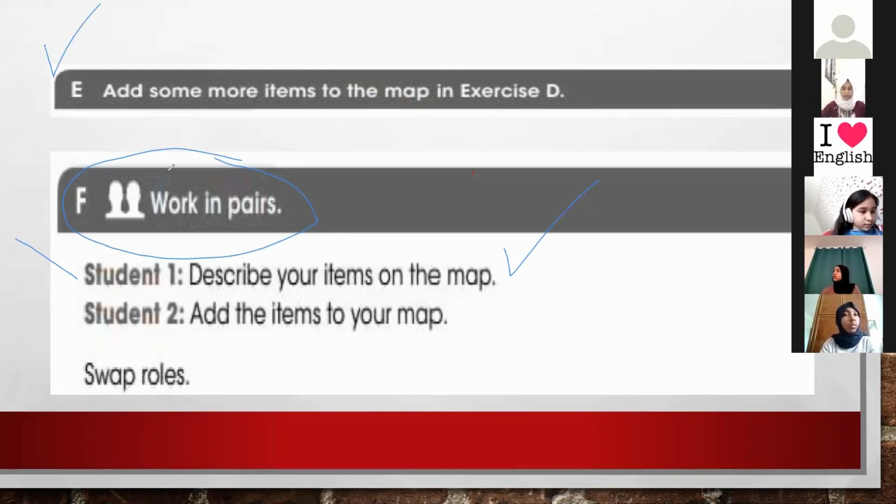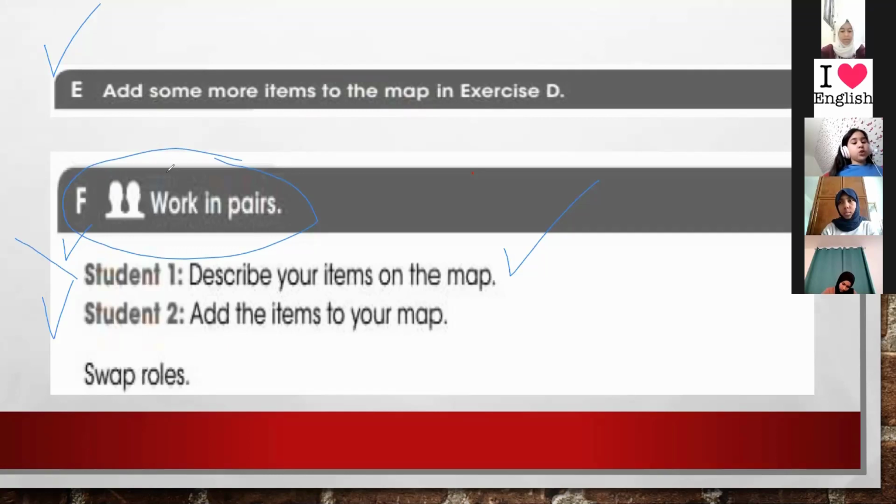What about E here? In E, you have to add more items, as I told you. You draw the places and you add more places to your map. Then you will describe your items on the map. So you will describe the whole picture to Fatima, and Fatima will add the new items to her map. For example, she listened like you. So all the things at the beginning that you will say, it has been drawn by her because she listened like you. But you add new things to your map.